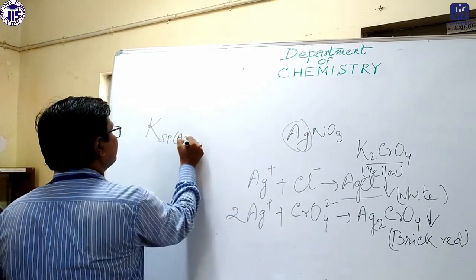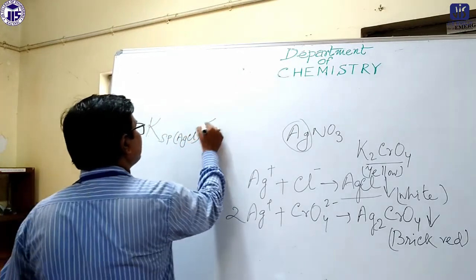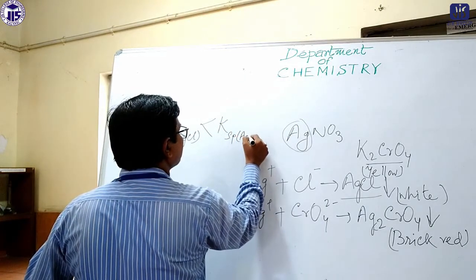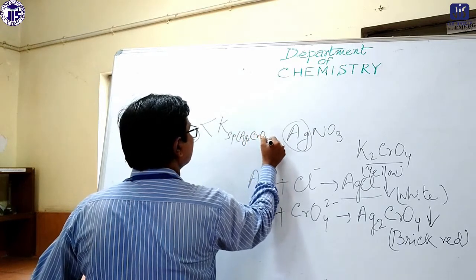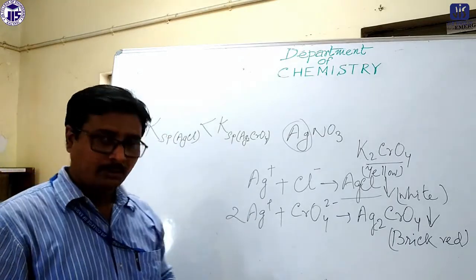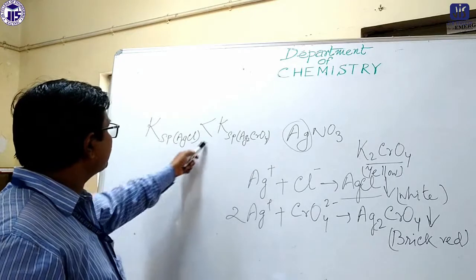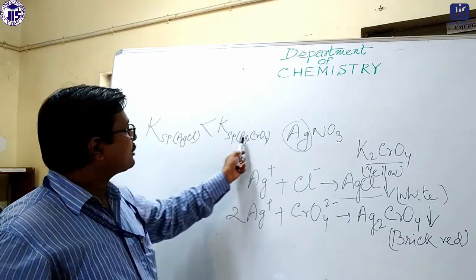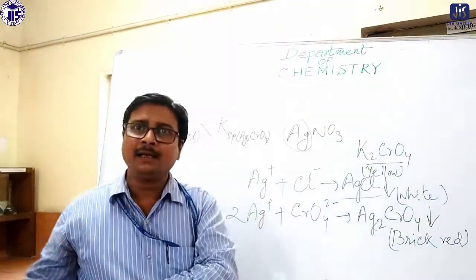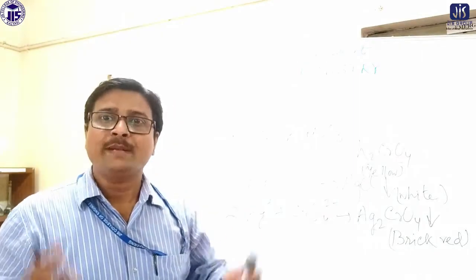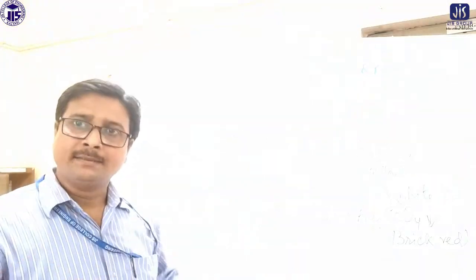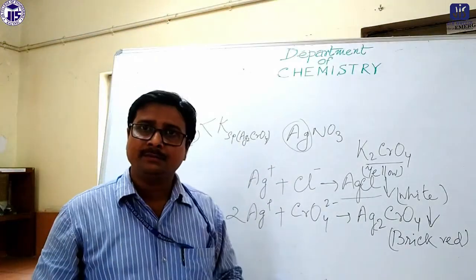The reason is like this. The Ksp of silver chloride is less than the Ksp of silver chromate. So what is Ksp? That is the solubility product. The solubility product of silver chloride is less than that of silver chromate. And the one whose solubility product is higher takes more time to precipitate out. So that's why silver chloride is precipitated out first, and the next one is silver chromate.